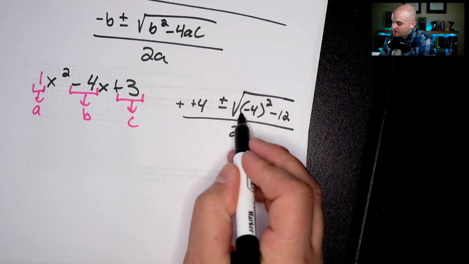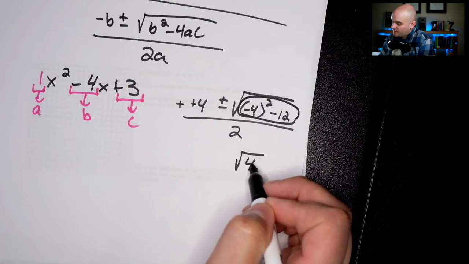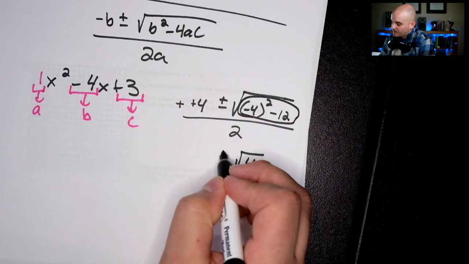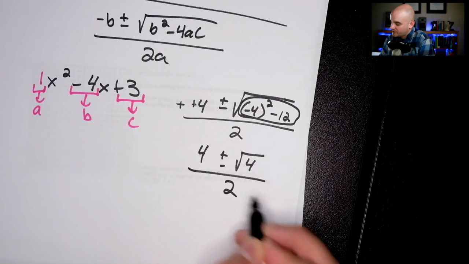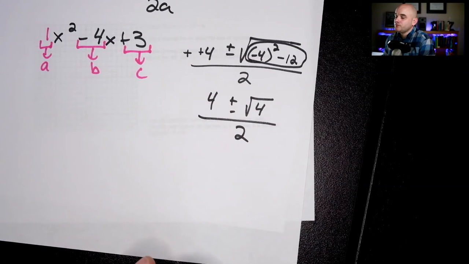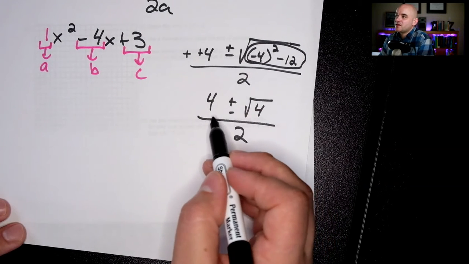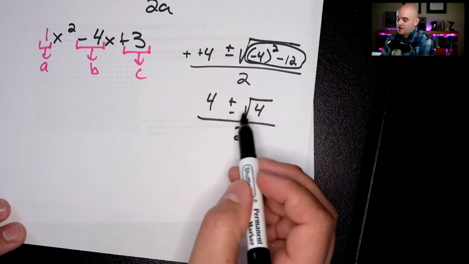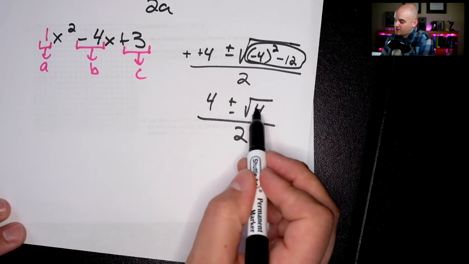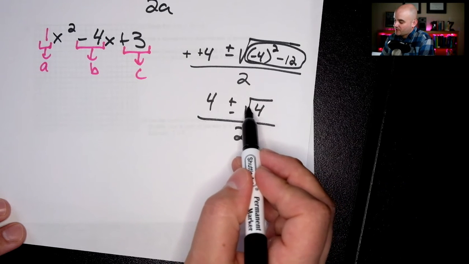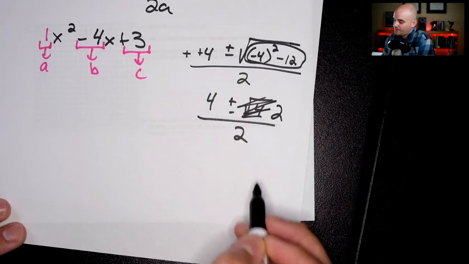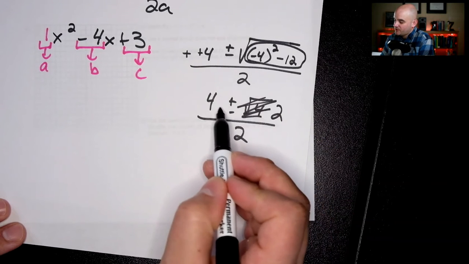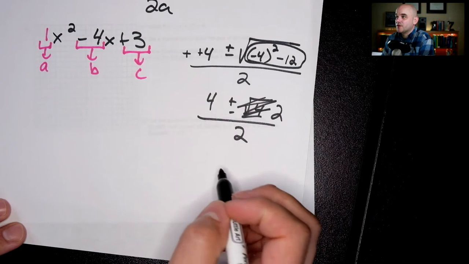So I get this mess right here. It simplifies to just 4. I have my plus or minus there. This becomes positive 4, and it's all over 2. Now remember, this is a fraction. And I've got a fraction with a plus or minus in front of it. Let's go ahead and simplify it a little bit further. This can become 2, right? So I've got 4 plus 2 and 4 minus 2. I'm going to split that up into two different answers here.